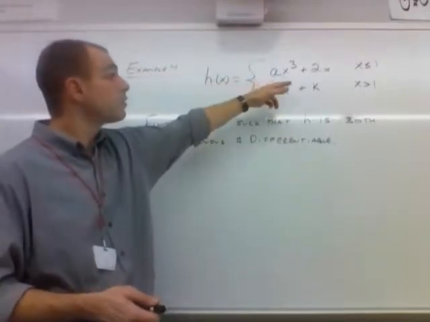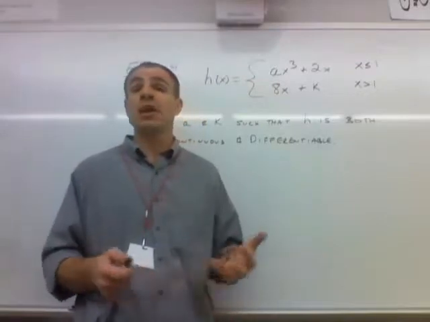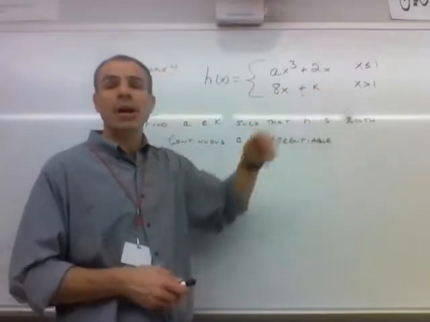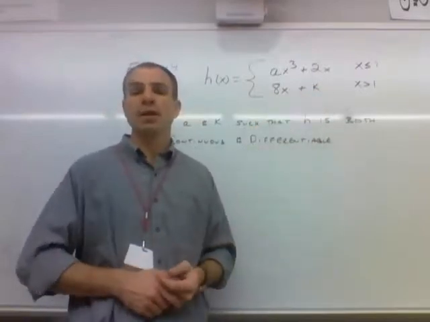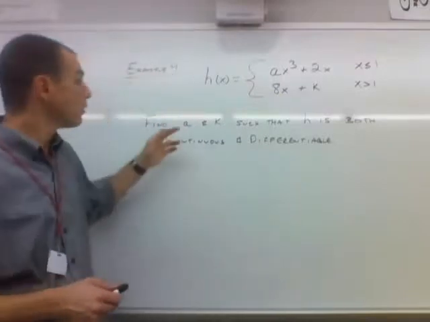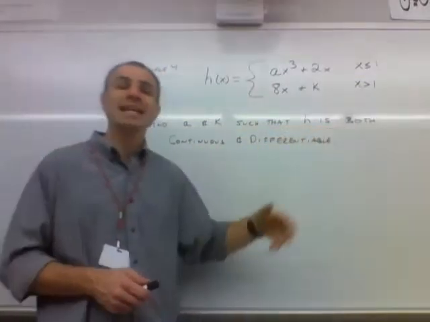So we have ax cubed plus 2x, where x is the variable. A is just some constant, it's a number. We don't know what it is, but we're trying to find it. Same thing with k in the bottom part of our function, 8x plus k. K is some constant, we're trying to figure out what it is. In order for us to figure it out, we are told that h needs to be both continuous and differentiable.